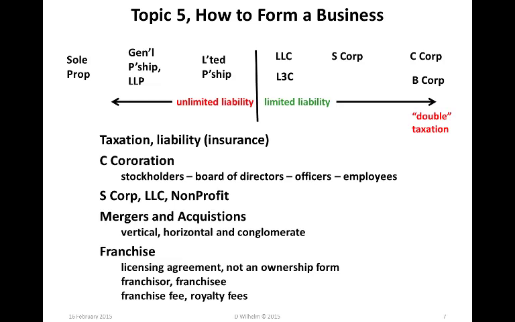How to form a business. There are quite a few ways of owning a business. There are basically 2 things one should consider: the taxation and the liability. Sole proprietorship, one owner, flow-through taxation, unlimited liability. General partnership, all the partners share governance of the organization. They also share unlimited liability.